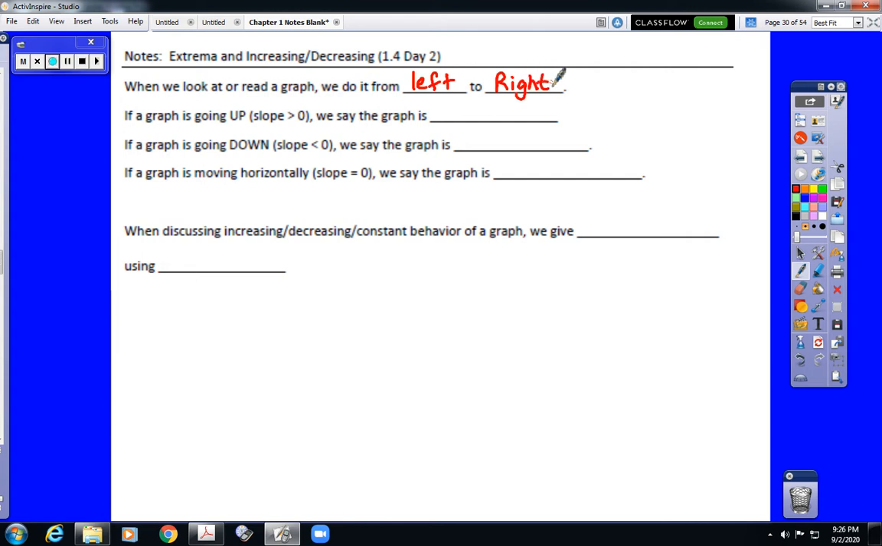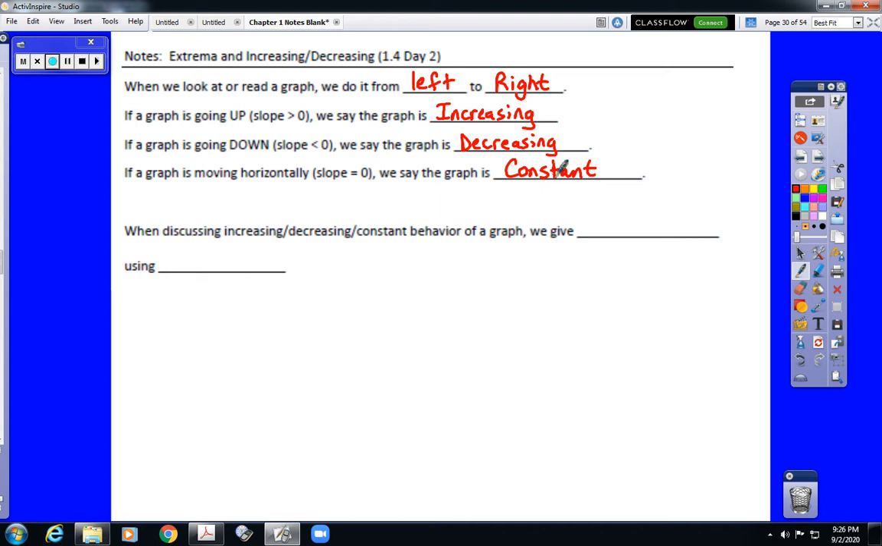If the graph is going up as we move from left to right, we say that the graph is increasing. If the graph is going down from left to right, in other words, if the slope of the overall piece is negative, we say that the graph is decreasing. There is one other option, and that is as we move from left to right, the graph does not increase or decrease, in which case we would call that part of the graph a constant section.